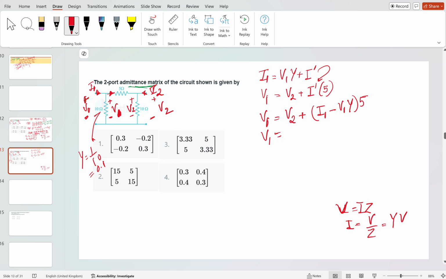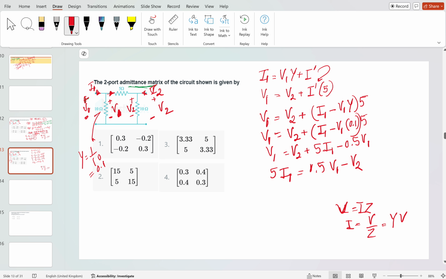Write the equation. V1 is equal to V2 plus I1 minus V1 times Y. What is the value of Y? Y is equal to 0.5, times 5. So V1 is equal to V2 plus 5 times I1 minus 0.5 times V1. Rearrange it. After rearranging, what you get? 5 times I1 is equal to 1.5 times V1 minus V2. Getting my point? So I1 is equal to 0.3 times V1 minus 0.2 times V2.